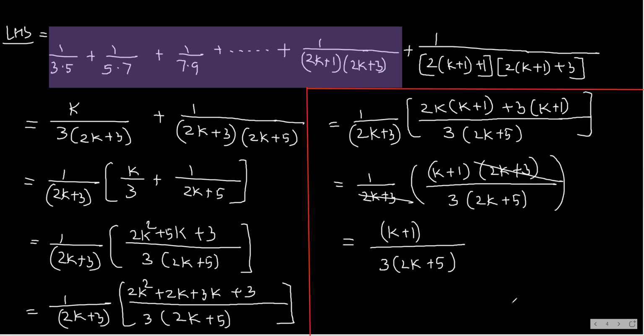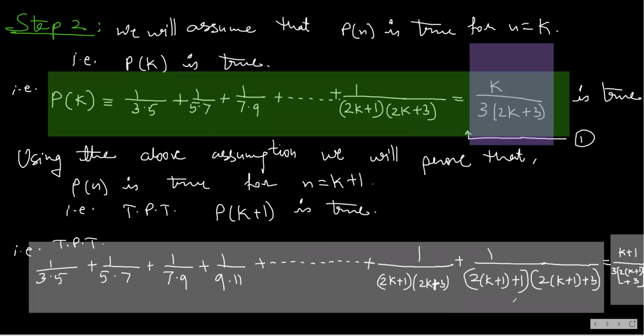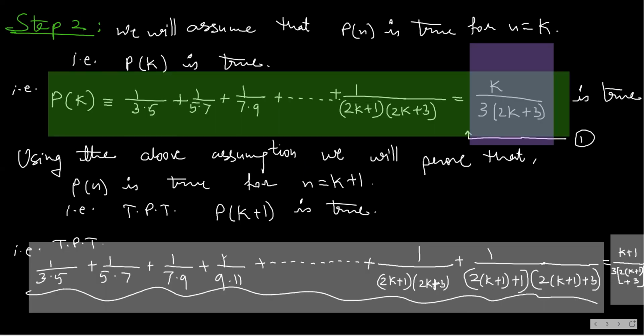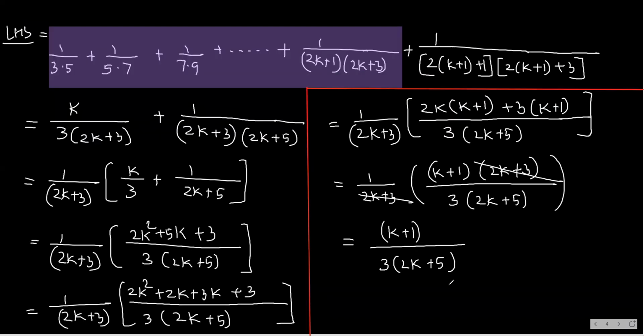We are getting this as our result: k plus 1 upon 3 into 2k plus 5. When we solve, we are getting LHS as this. Now let us check what our RHS is. Because we have to prove that this LHS is equal to this thing. So we have solved LHS, and for LHS we ended up with this part. Let us see what is there for RHS.